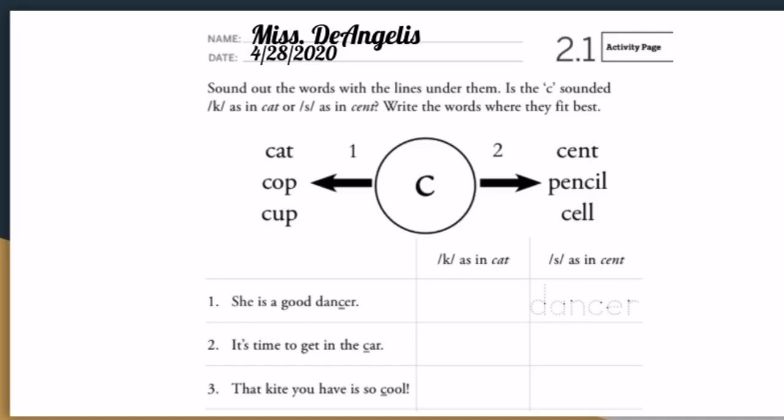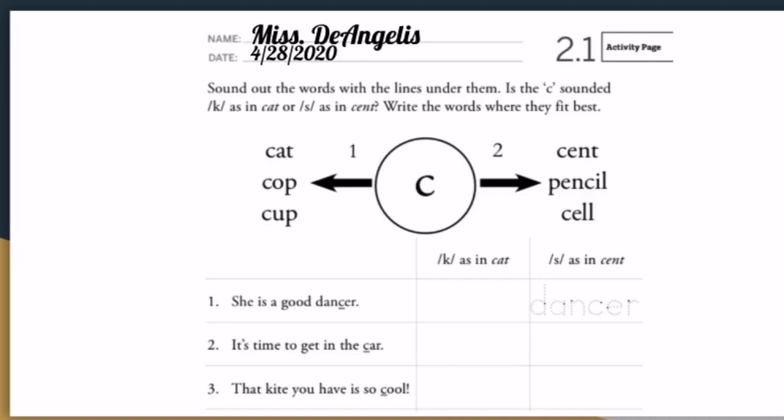Open your book to this paper. You need to write your name and date on the top, just like I did. What we're going to do here is we're going to sound out the words with the lines under them. If the C sounds like a K, as in cat, or an S, as in scent, we're going to write the words where they fit best. If you need to pause your video to write, make sure you do so, okay?